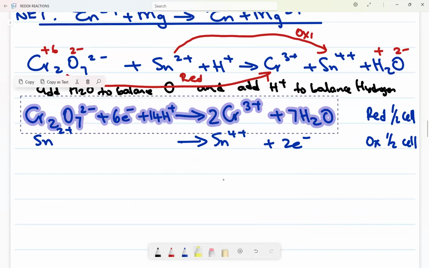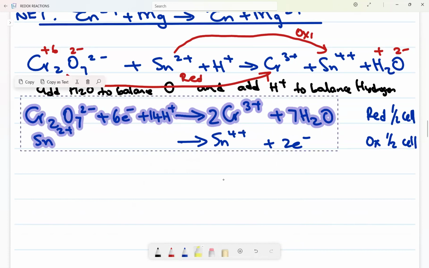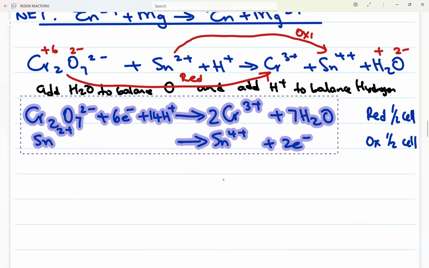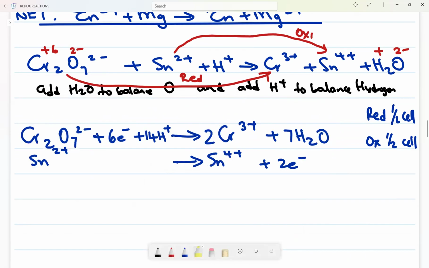Let me write this below here so that it does not cause any confusion. Remember what should happen? The number of electrons should balance. Here I have 6 electrons, here I have 2 electrons. So I need to multiply this equation by 3 so that I have 6 electrons.